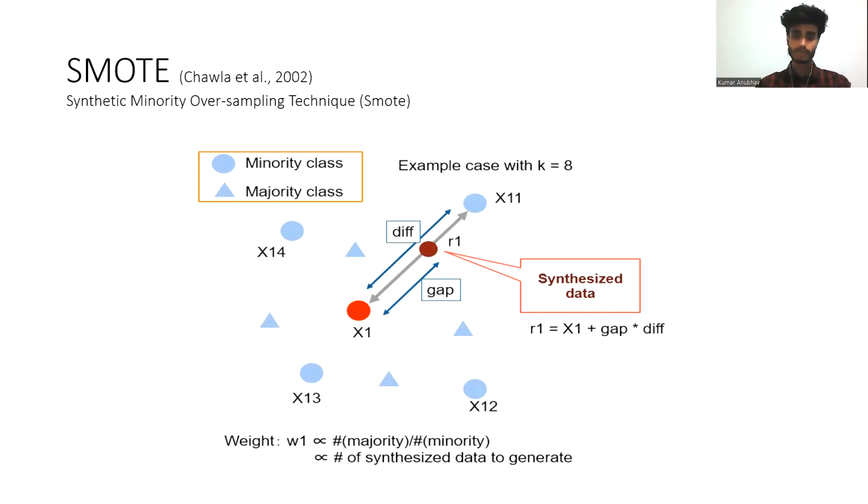This algorithm chooses the nearest neighbor by Euclidean distance between the data points and generates the synthetic samples by taking a linear segment between the sample under consideration and its nearest neighbor.